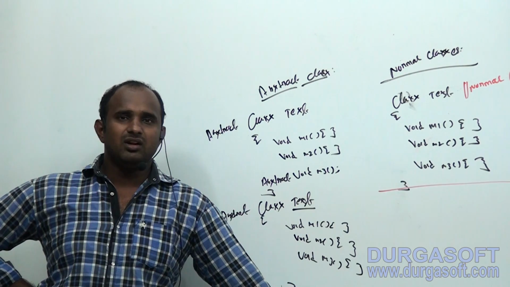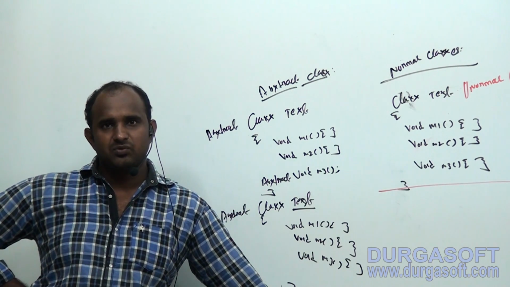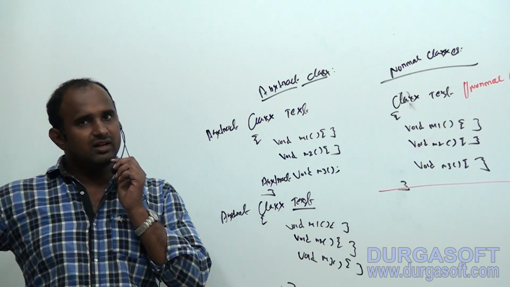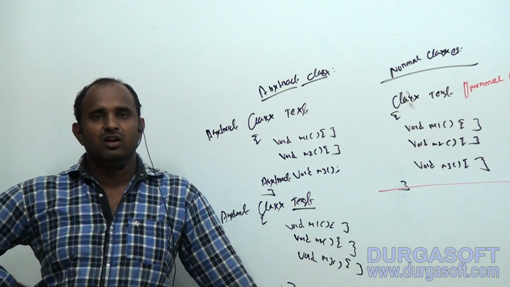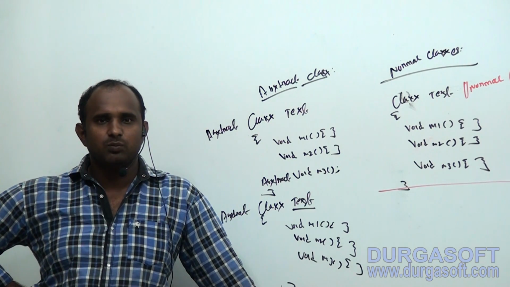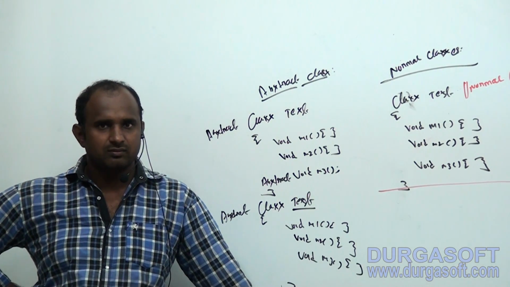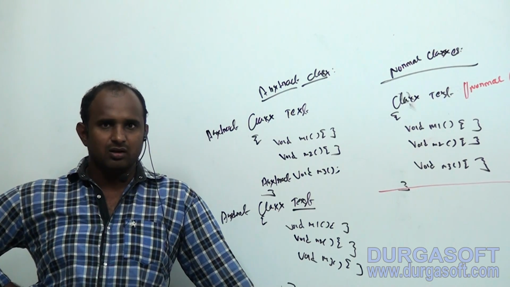So what is the definition here? An abstract class may contain abstract methods or may not contain abstract methods, but for abstract classes, it is not possible to create the object.